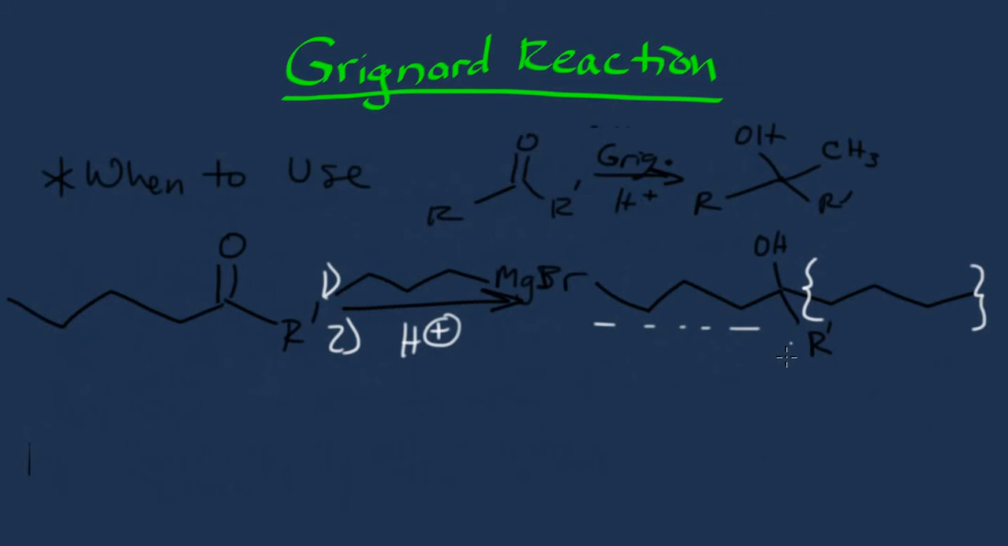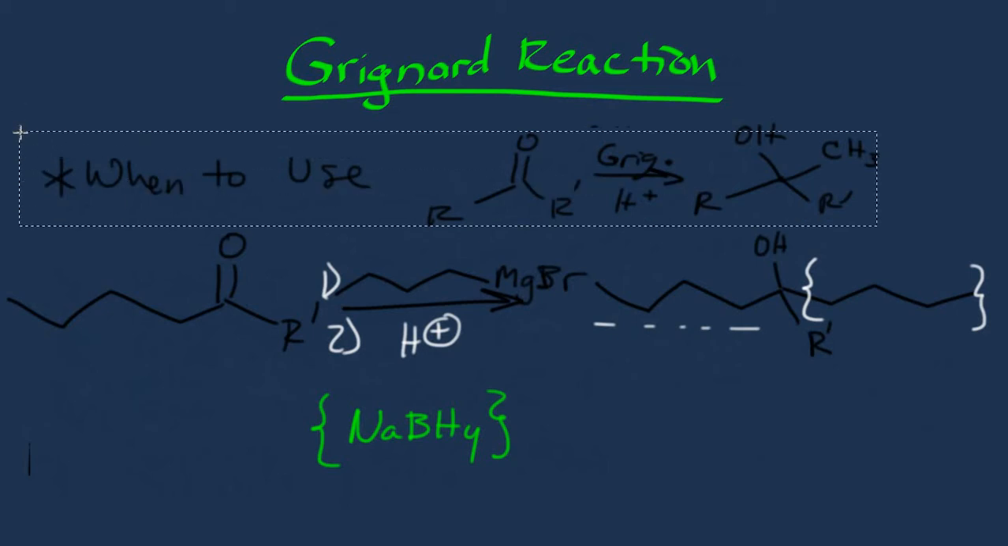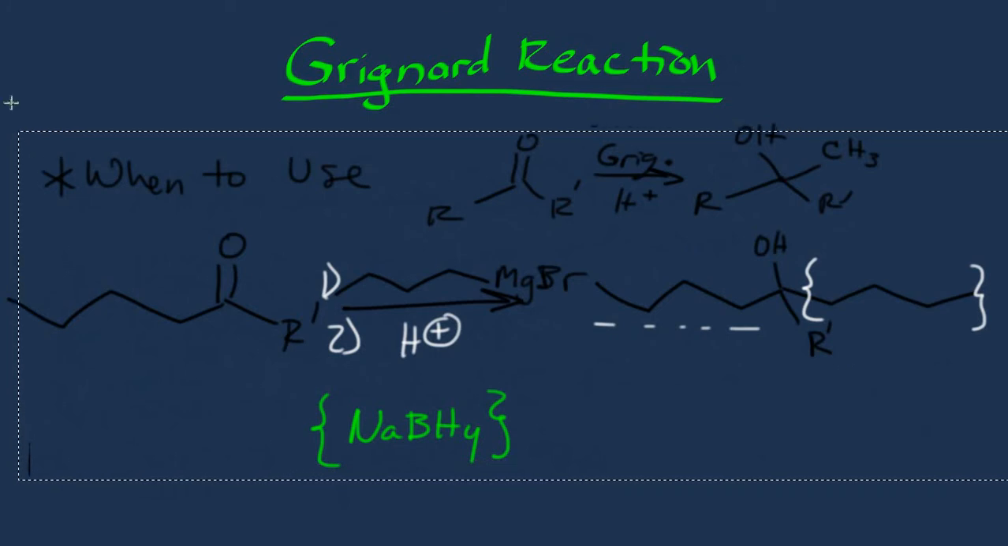Again, like I said, you could use them if you wanted to create an alcohol, although I'll give you guys a sneak peek. Something better you could use is something like sodium borohydride. But again, we'll talk about that in a different video. So when would you not use a Grignard? Let's talk about that next.